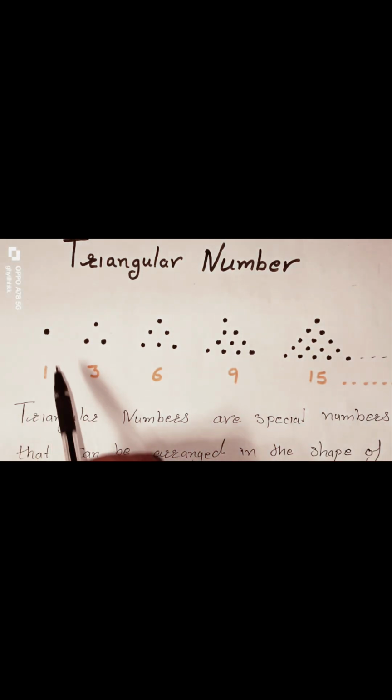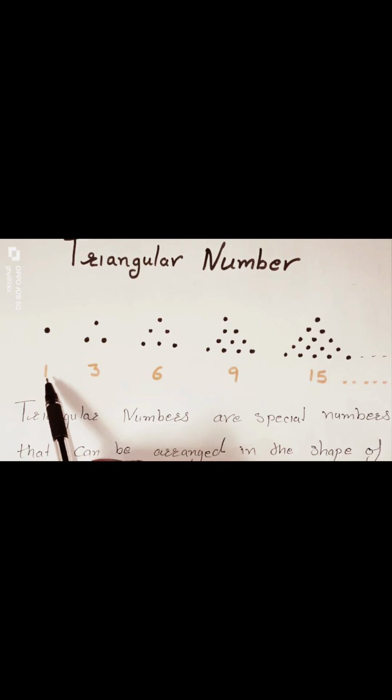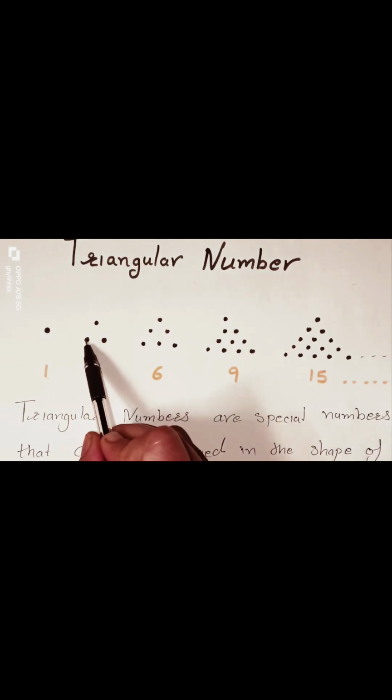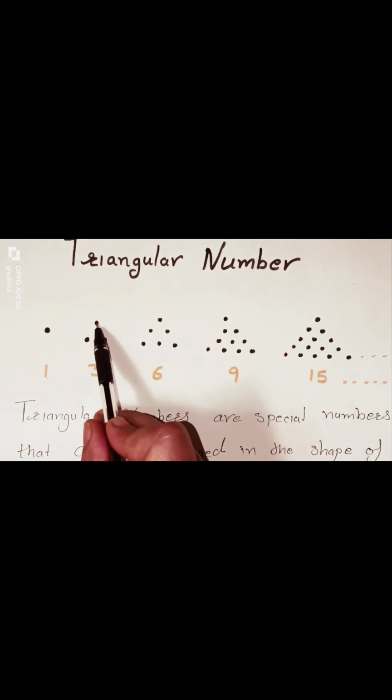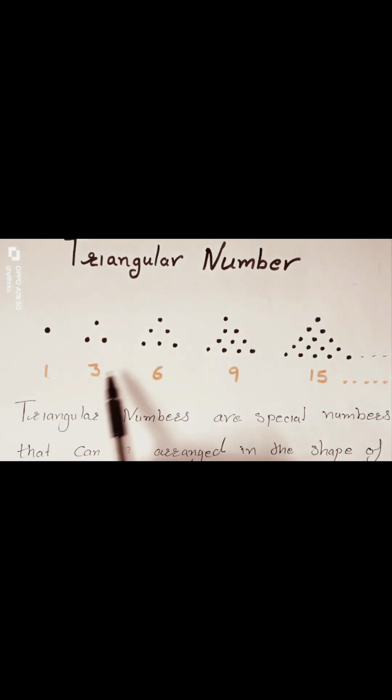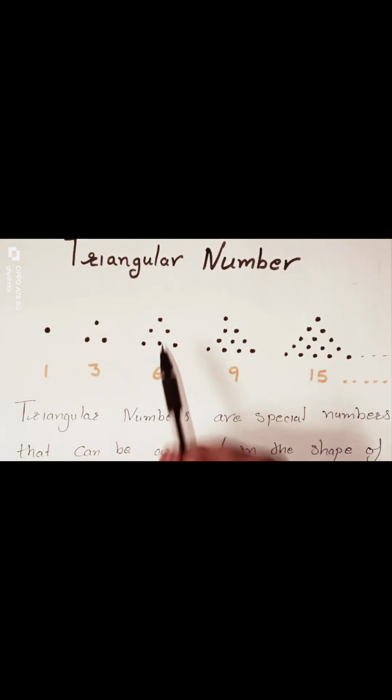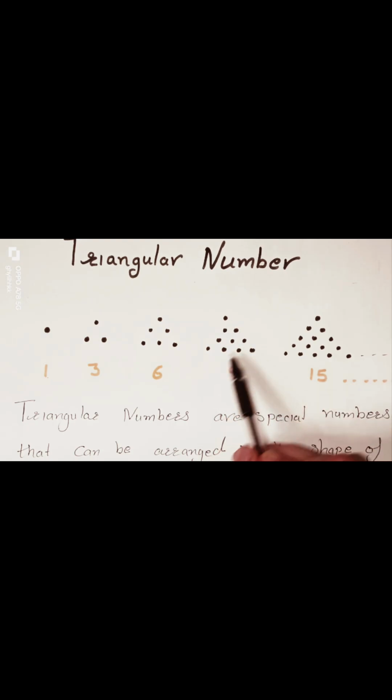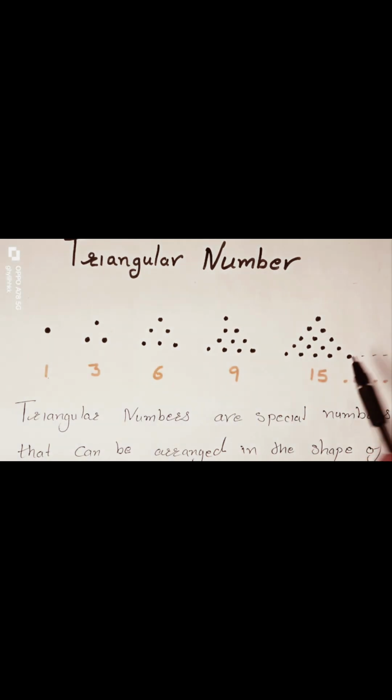Can you observe here? Here is one dot. We can count here, these are three dots. This is a beautiful triangular shape. Again we have six dots. This is also a triangular shape. Again we have ten dots. This is also a triangular shape.